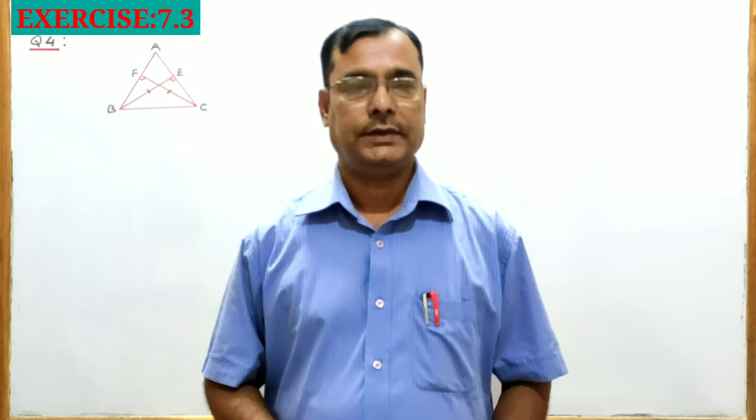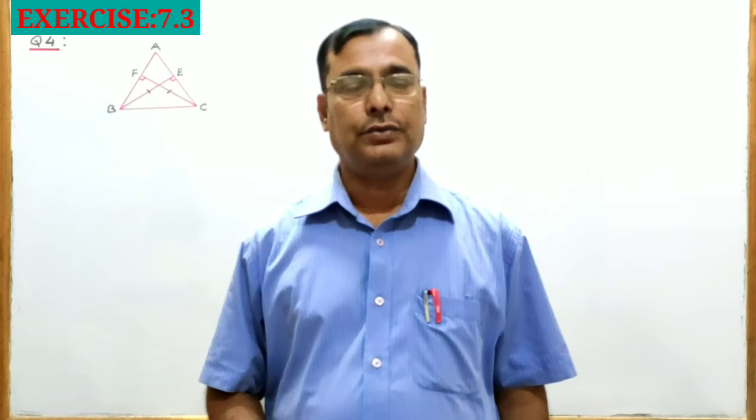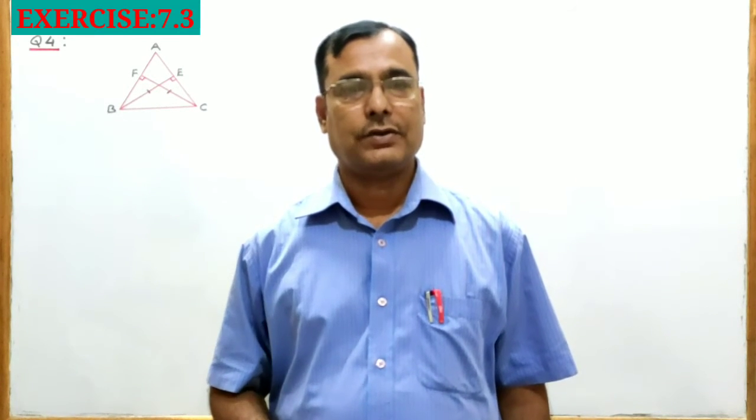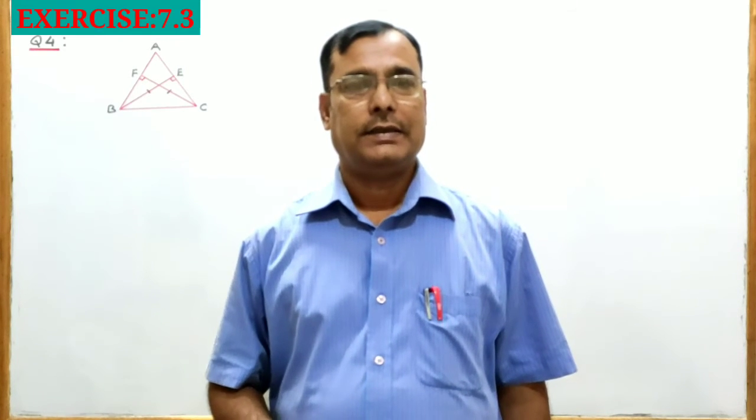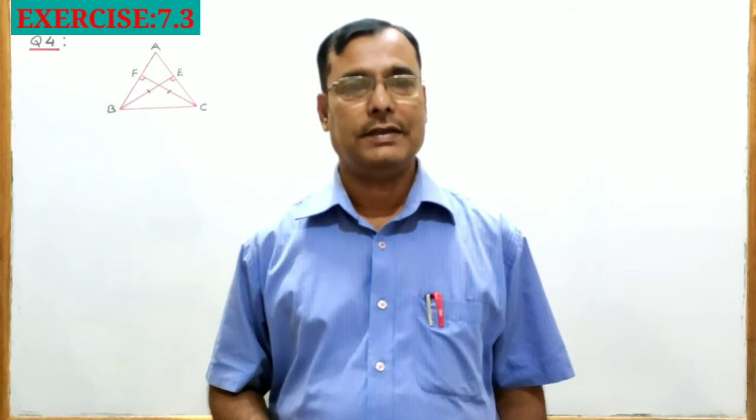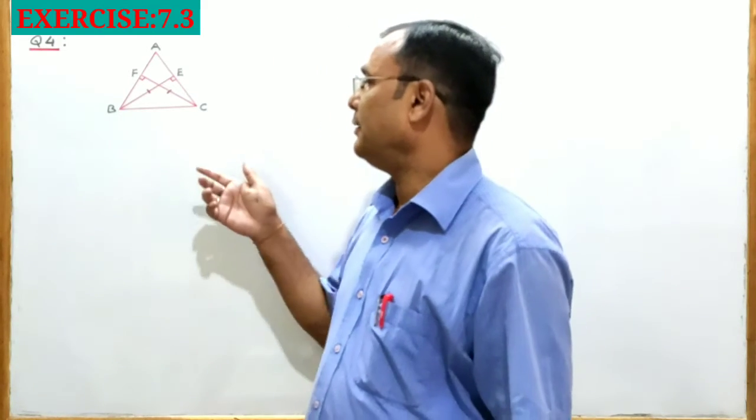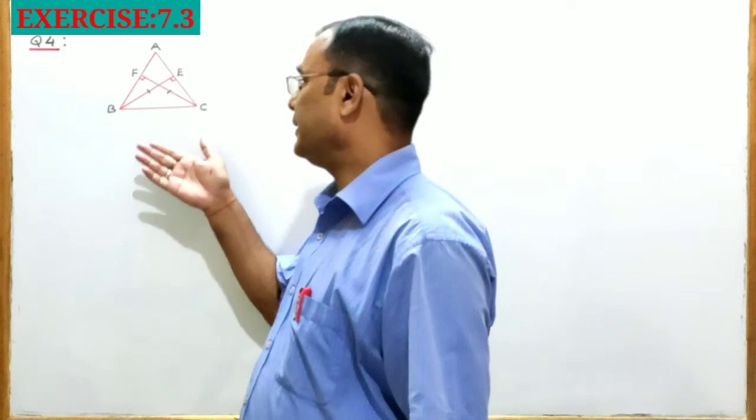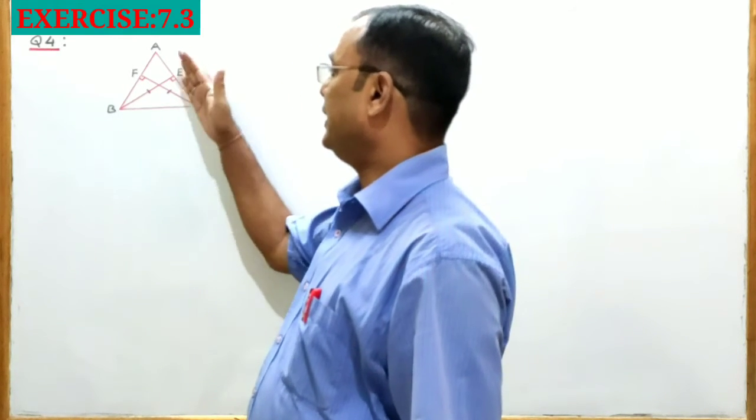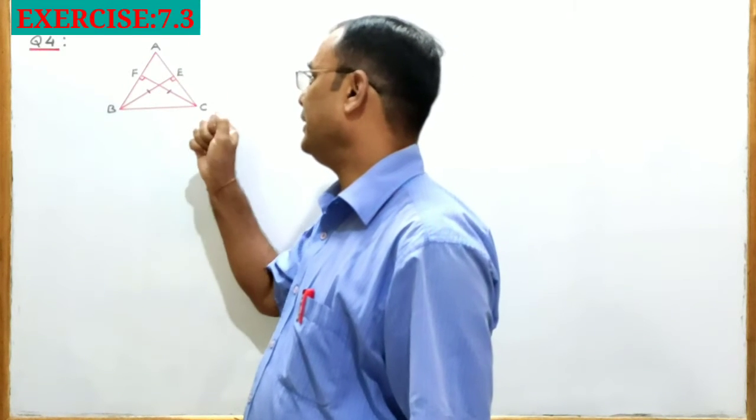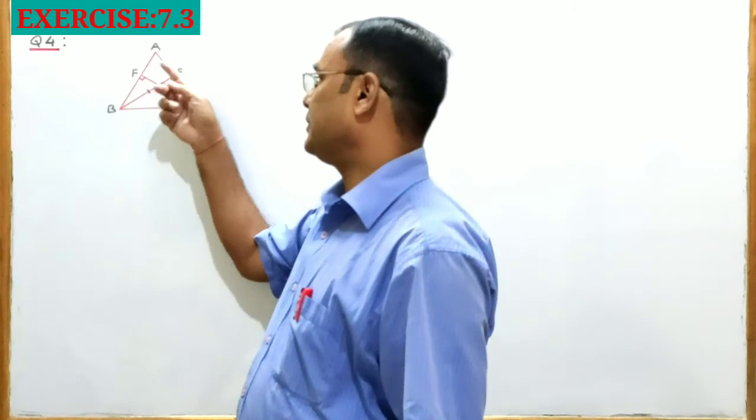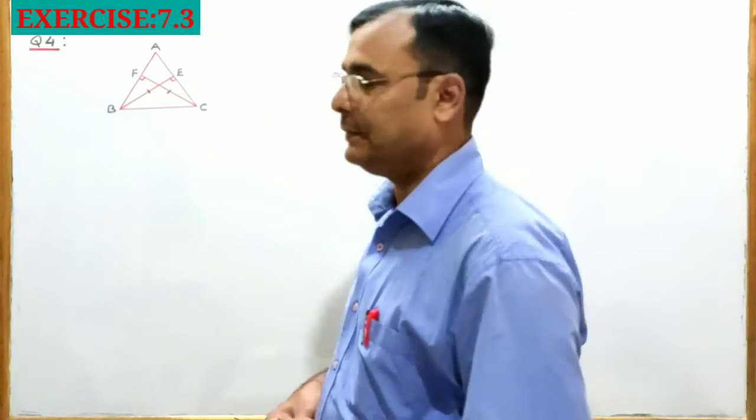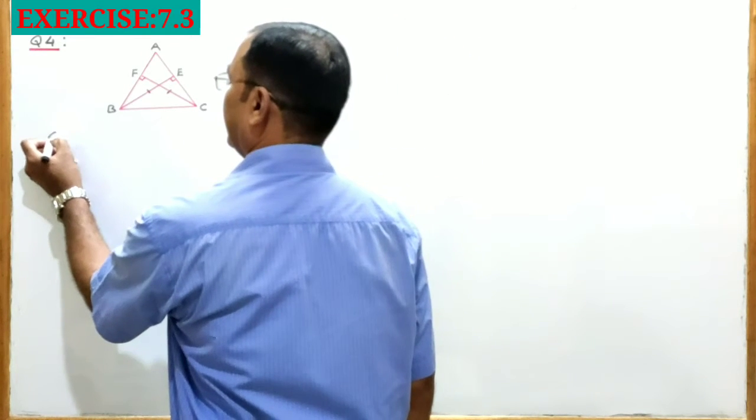Question number 4. BE and CF are two equal altitudes of a triangle ABC. Using RHS congruence rule, prove that triangle ABC is an isosceles triangle. So in this figure, BE and CF are two equal altitudes drawn to sides AC and AB of triangle ABC. We have to prove that this triangle ABC is an isosceles triangle. So let's write given.